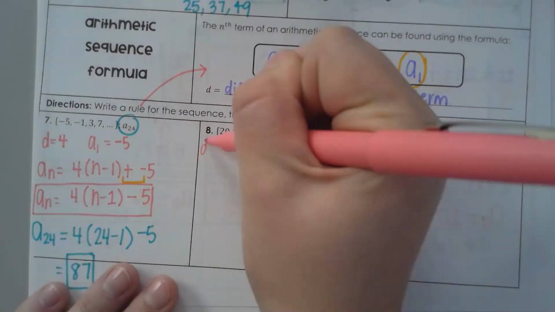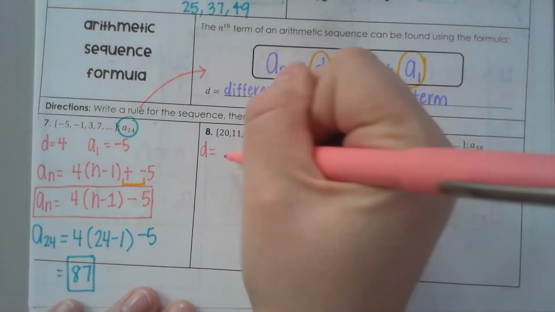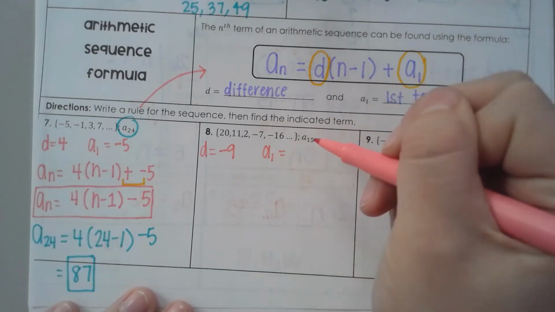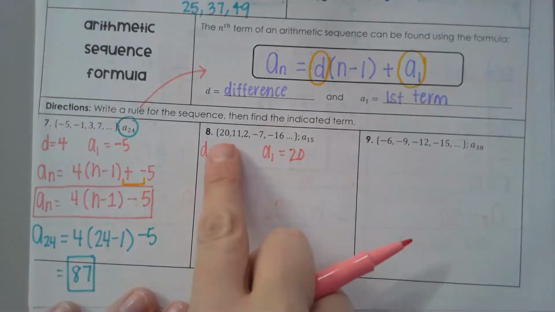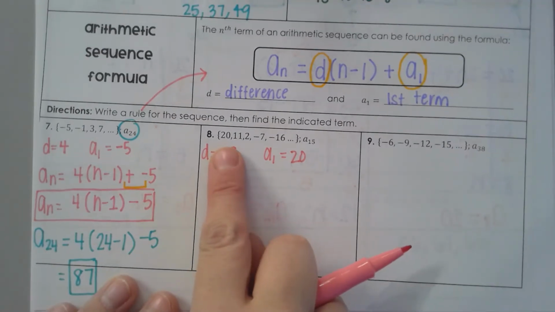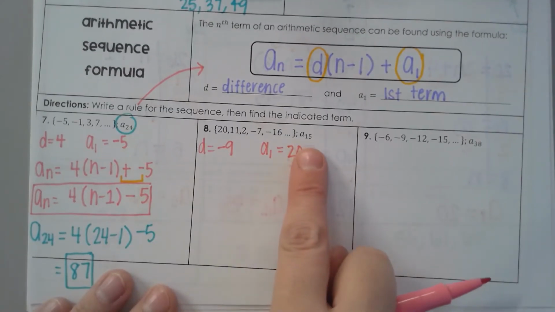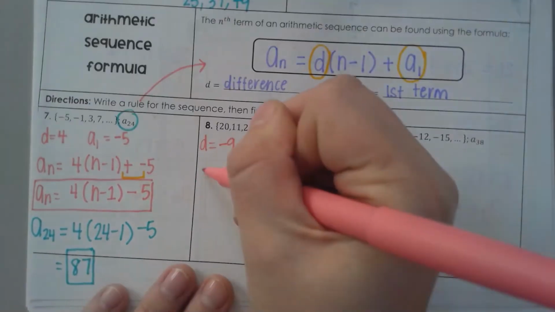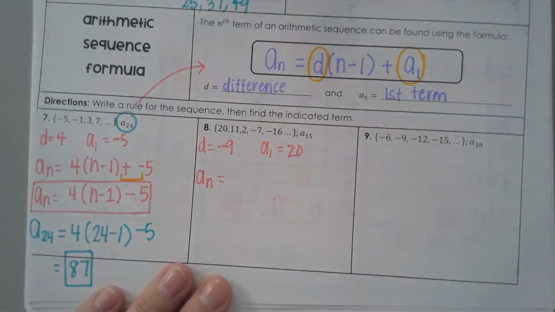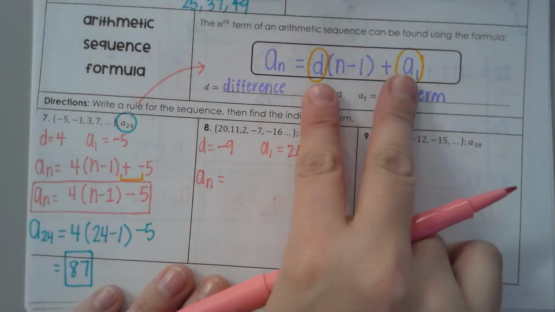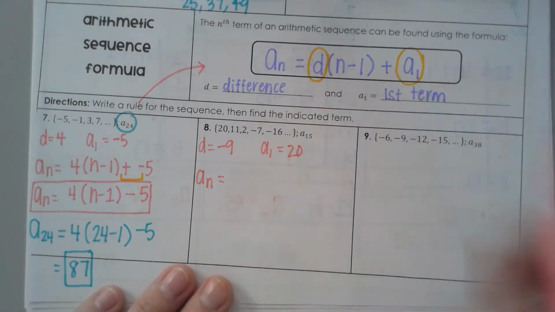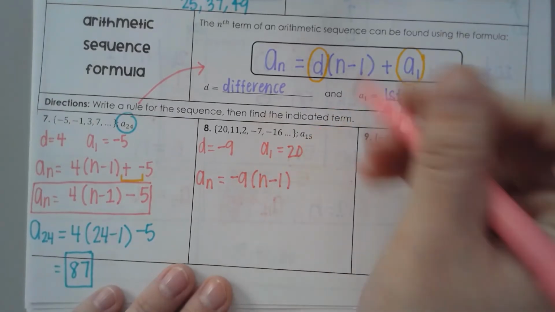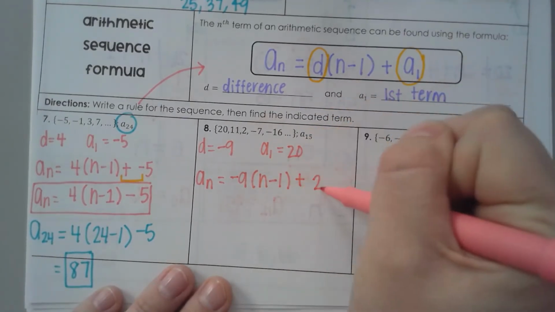What is my common difference? Negative 9. Good. And A1? It's 20. My first term is 20. So before we find the 15th term, we need to write out the formula. So AN equals, I'm just filling in those two numbers. So negative 9, n minus 1, plus 20.